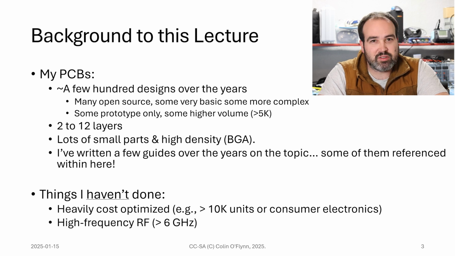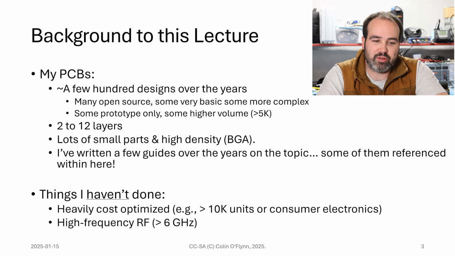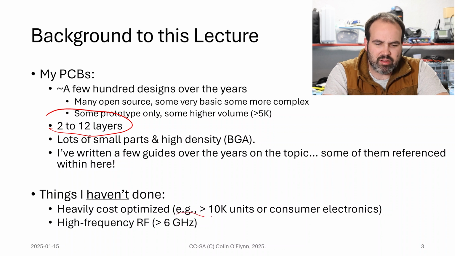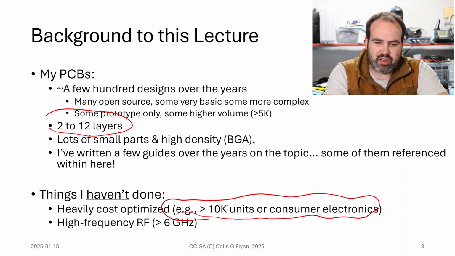Some are more complex, some use more layers, more complex parts, bigger parts, smaller parts, things like that. So, normally 2 to 12 layers. I haven't done a lot of cost optimized work, like when you start looking at consumer electronics or really high volume products or really low cost products, and you say, okay, we want to spend a lot of time to cost optimize this. Normally it's not an issue for prototypes, so hopefully that doesn't matter anyway. But I also give you the caveat that if you're looking to do cost optimized, there is a lot more work that you have to do there.